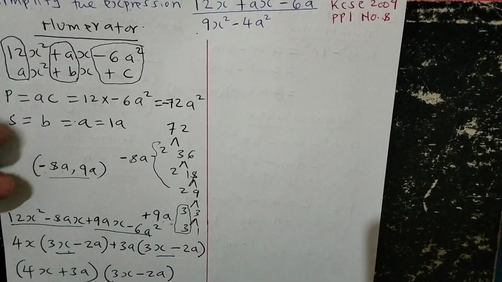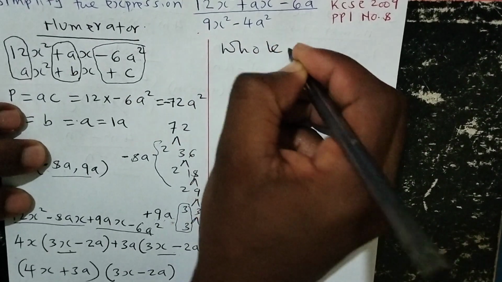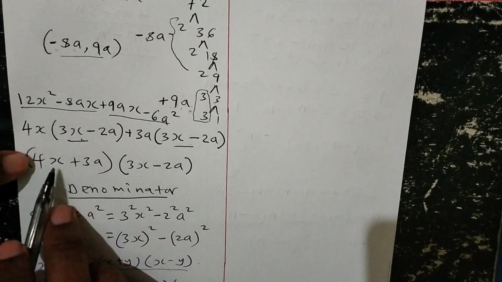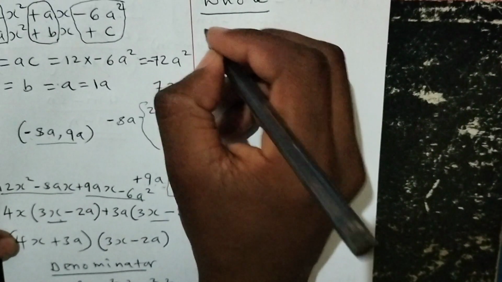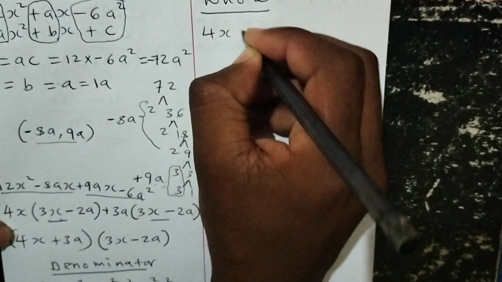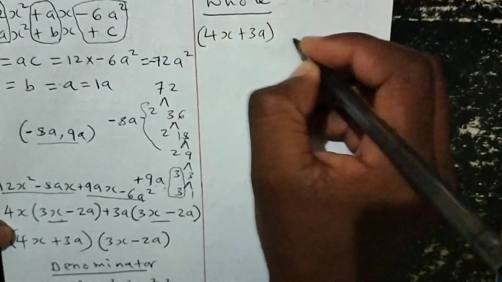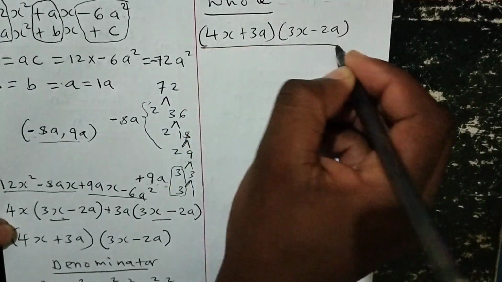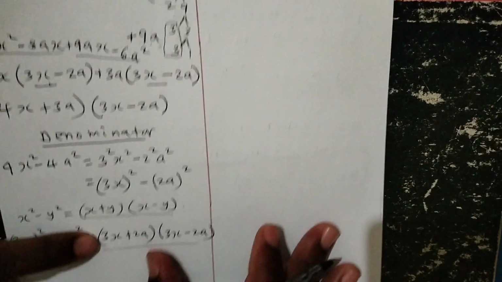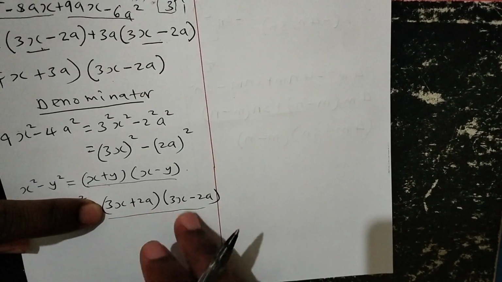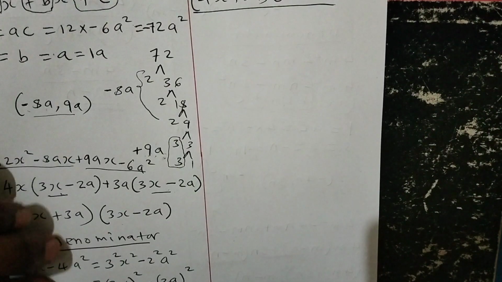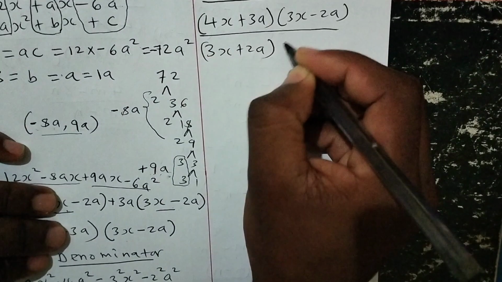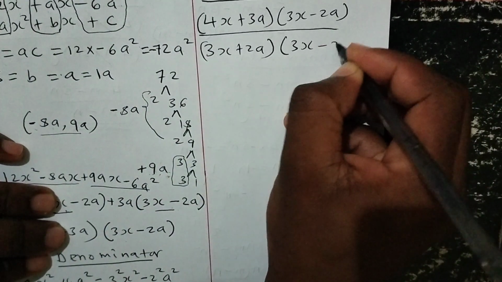Then from there, of course, I combine the two. So the whole sum will simply become the numerator divided by the denominator. So the simplification of the numerator was 4x plus 3a into bracket, then multiplied by 3x minus 2a, divided by the denominator. The simplification of the denominator was 3x plus 2a into 3x minus 2a. So the denominator is 3x plus 2a, then multiplied by 3x minus 2a.